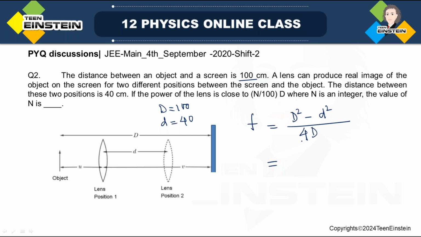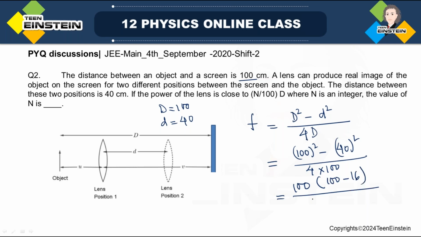If we put the values, then we get 100 square minus 40 square divided by 4 into 100 again. So let us see here. If I take 100 common from both, then I'll get 100 minus 16 divided by 4 into 100. My answer f will be N by 100.